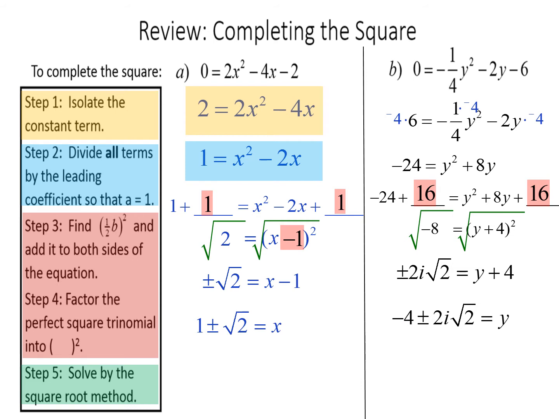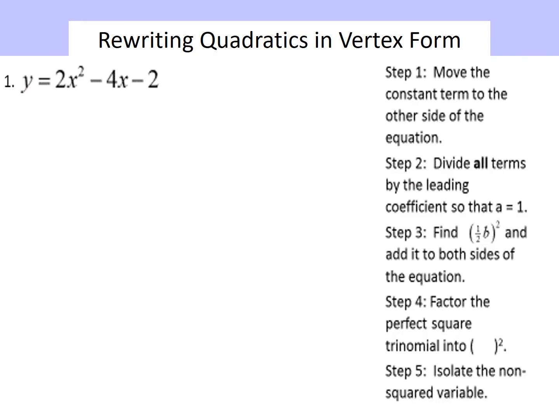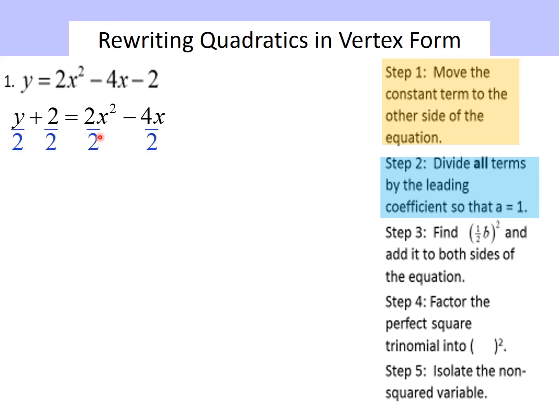This is a review of complete the square, which is going to lead us into our lesson, rewriting quadratics in vertex form. All right, so here we go. We're going to move the constant term to the other side. That is the term without a variable. So we put it on the other side with y, and now we have y plus 2. We're going to divide all terms by the leading coefficient so that we can make this a 1. So we're going to divide through by 2. When we do that, we have y over 2 plus 1 equals x squared minus 2x.